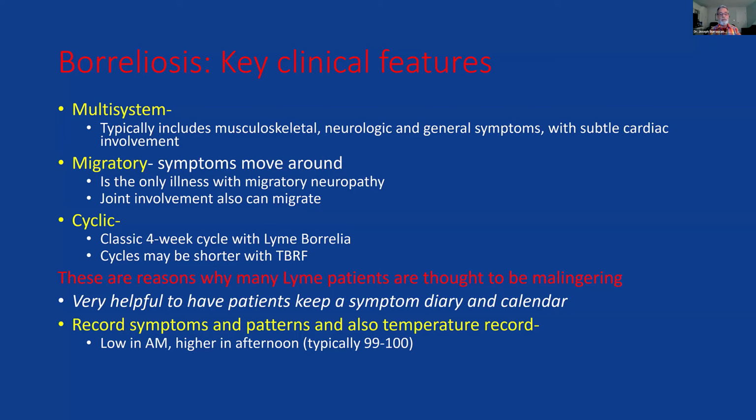And finally, Lyme is cyclic. They're called relapsing fevers for a reason. The Borrelia undergo genetic shifts on a four-week cycle. Relapsing fever Borrelia may have a briefer cycle than four weeks, but the point is that if you have your patients keep a clinical diary of their symptoms, you're going to note that they'll have a good week or two and then a worse week or two. And if you have them mapped out on a calendar, you're going to see this very repetitive pattern. So it's very important to have your patients keep a symptom diary and a calendar.